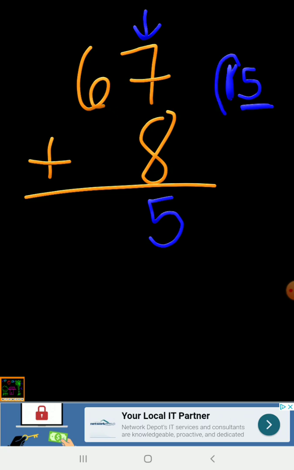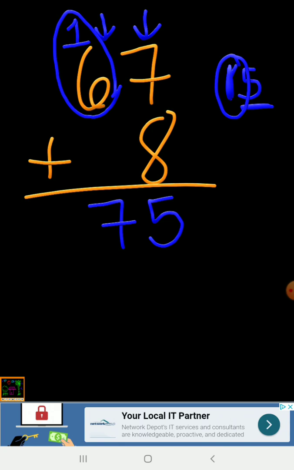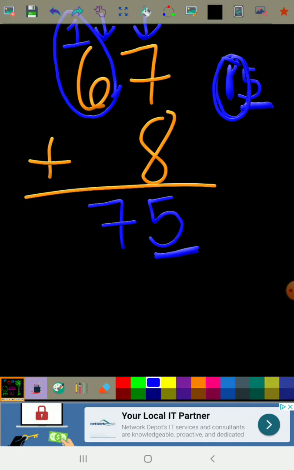But what happens to the 1? We're going to carry it over here. So that is a 1. So now I have 1 plus 6 in this column is 7, because I added these two together. So 67 plus 8 is 75. So remember, you write the ones right here, and then the 1 we carry up top.